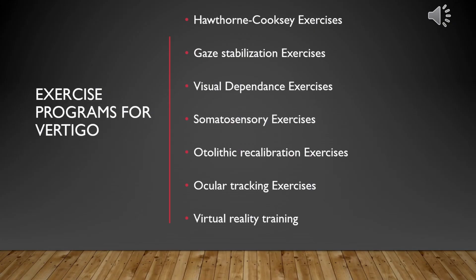Exercise programs for vertigo include the Cawthorne-Cooksey exercises, which are gaze stabilisation exercises with head movements, gaze stabilisation exercises, which are similar but with some body positional changes as well as head changes, visual dependence exercises, which increase dependence on the vestibular and somatosensory system, somatosensory exercises, which increase sensory input from the vision and vestibular apparatus, otolith recalibration exercises, which include bouncing exercises to retrain the otolith-ocular reflex, ocular tracking exercises, which try to get the system to use vision and vestibular input in tandem, and virtual reality training.